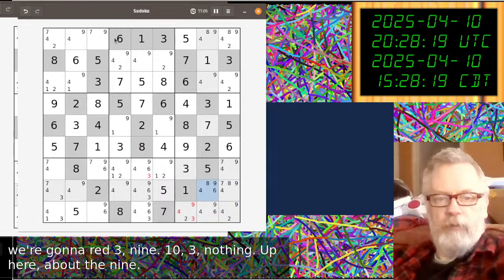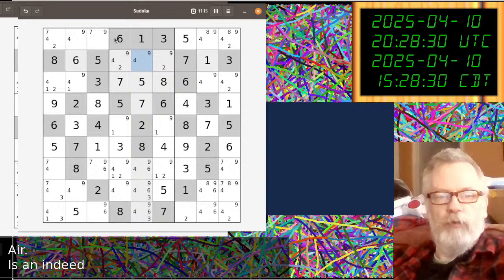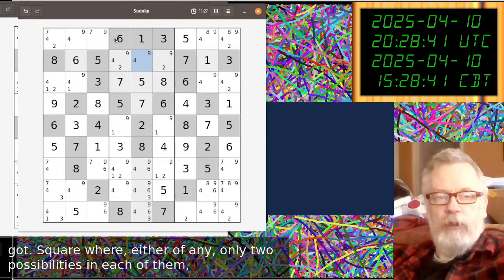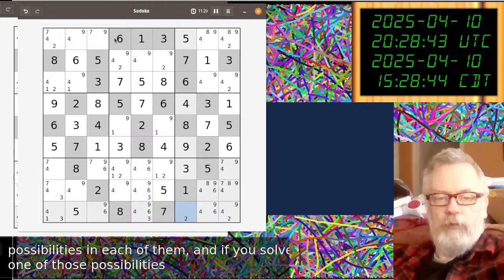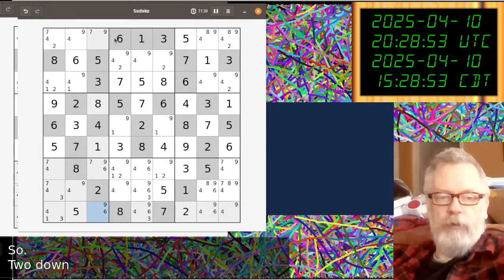Not quite. It both is and isn't a triplet. A triplet to me is where we've got 3 squares where there's only 2 possibilities in each of them, and if you solve one of those possibilities, it solves all 3 cells. 2 down here, unless that's the only thing in that column there.